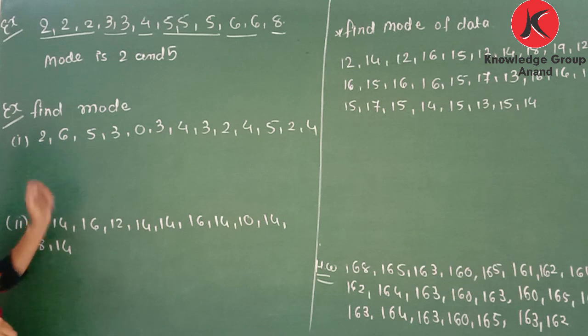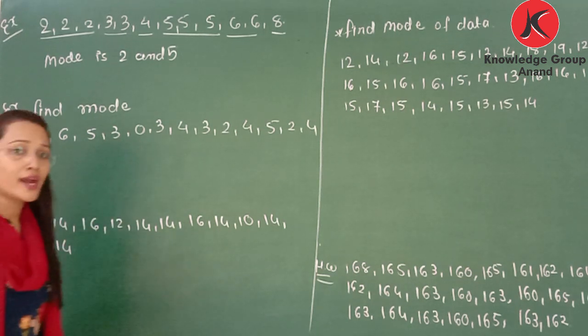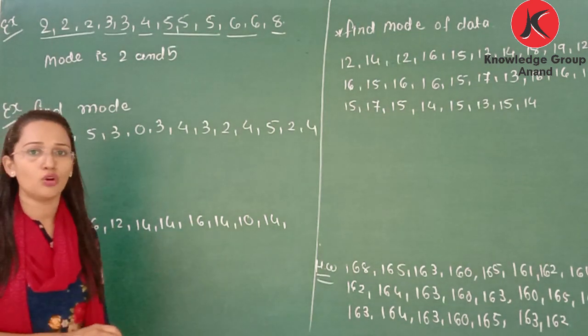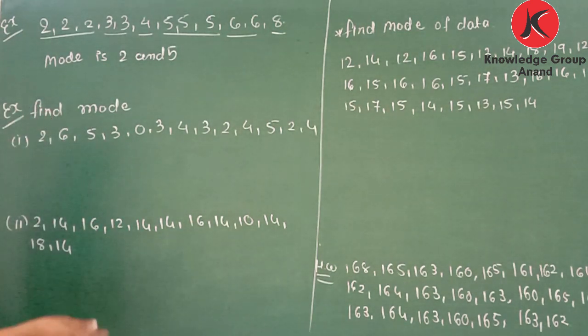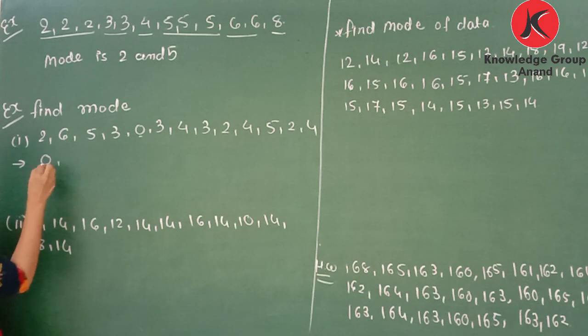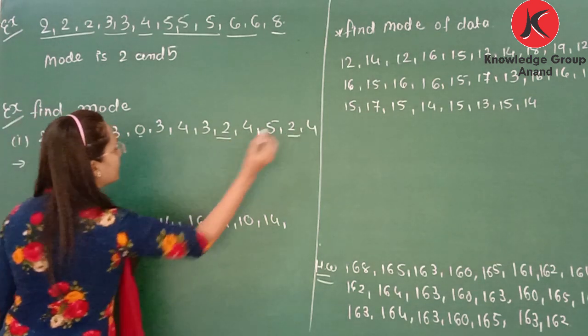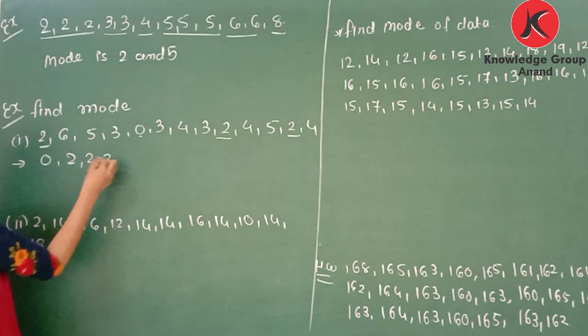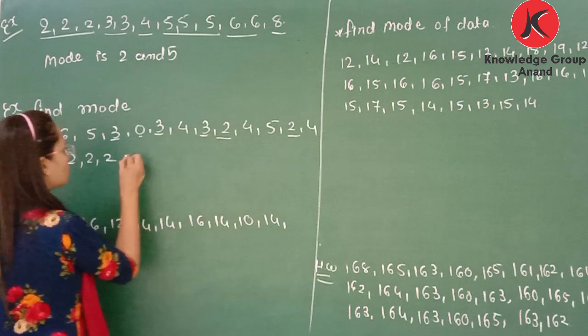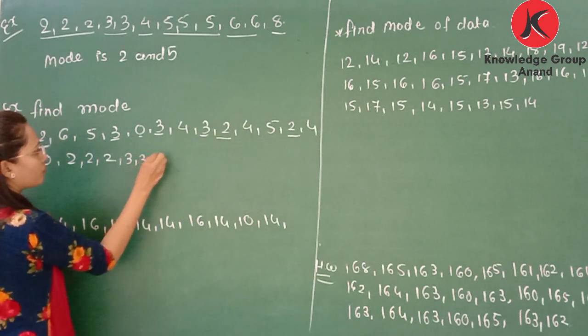Now find the mode of the data. Here this kind of data is given. To find the mode, it is better to arrange the data in ascending or descending order, so it will be easy to find the repeated value. So let's arrange. Here the first value will be 0. Then 2, how many times 2 here? 3 times. So we will write 2 3 times. Now 3. 1, 2, 3. So 3 is also 3 times.